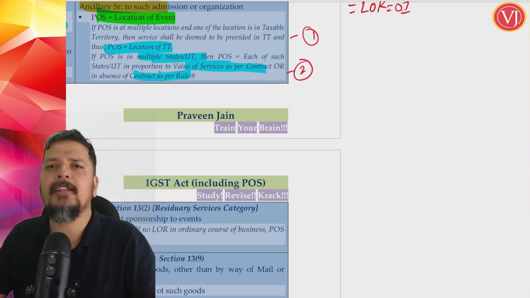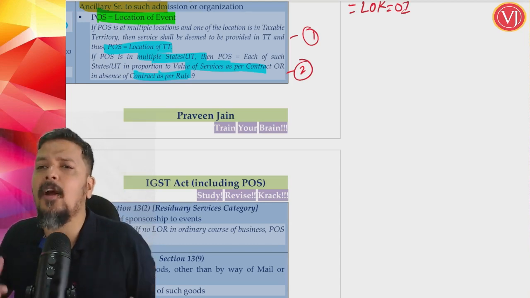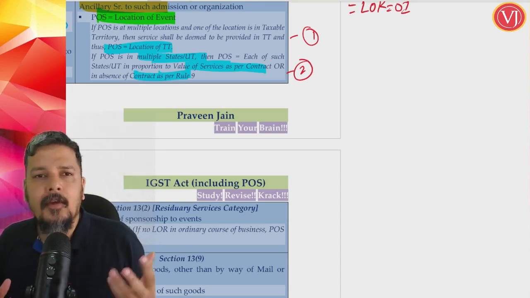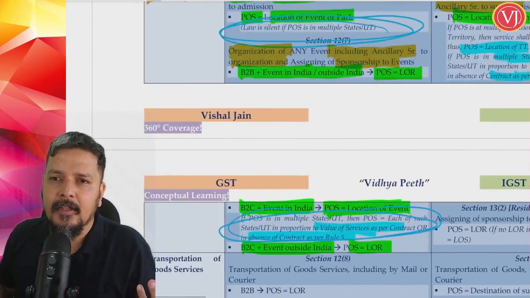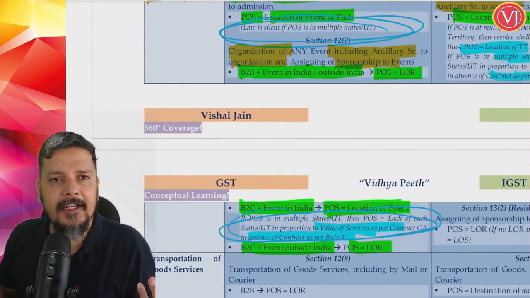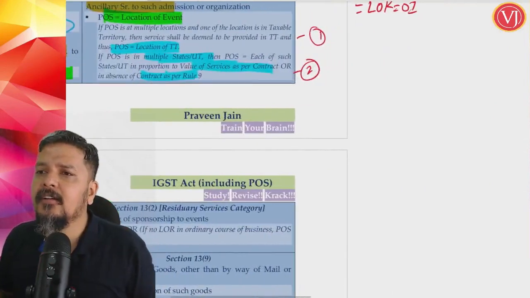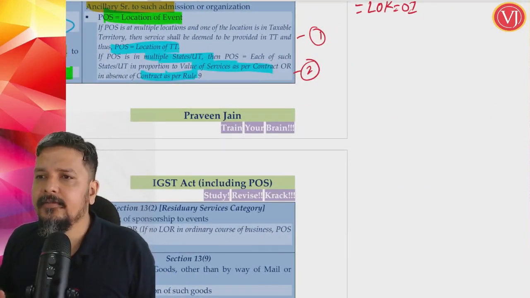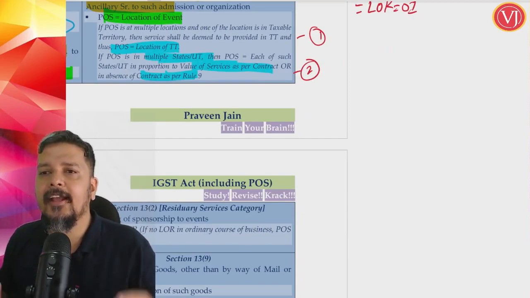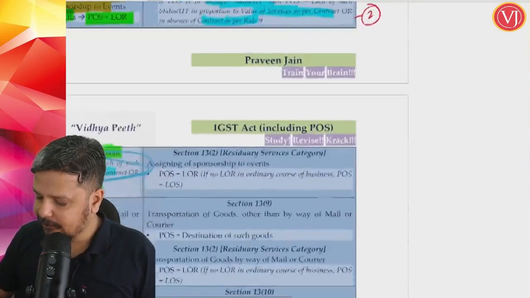Or it is highly possible that there may be multiple contracts entered by BCCI. Few of the organizers are within India. For them, you are going to apply section 12, LOS, LOR both in India. Few of the organizers are outside India. For them, you are going to apply section 13, because LOS is outside India, LOR is in India.